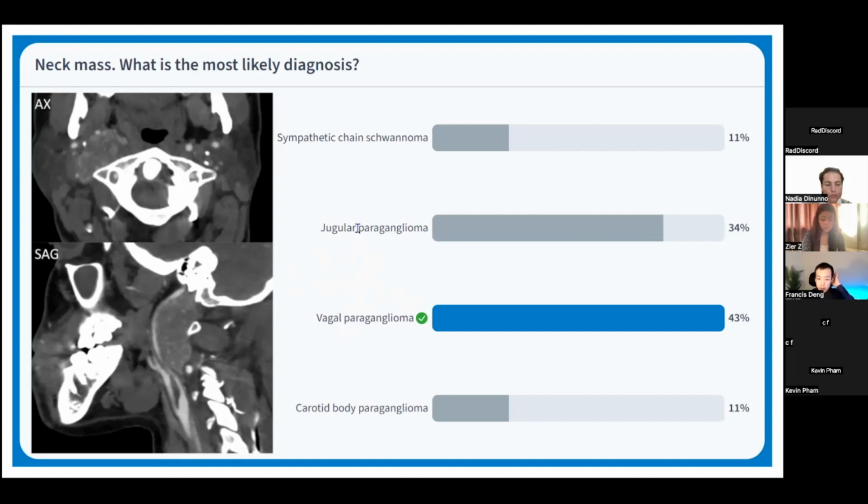This is centered too low to be a jugular paraganglioma. That would be more centered at the jugular foramen as opposed to an inch below it. Then we're left with the choice of sympathetic chain schwannoma and vagal paraganglioma. So those can both appear in this location. What this location is, is the poststyloid parapharyngeal space. Let me point out a few dots on this image for you. This really dense small dot here is the styloid process. And when a mass is arising behind the styloid process and anteriorly displacing it, you know you're in the poststyloid parapharyngeal space. Here are two other dots.